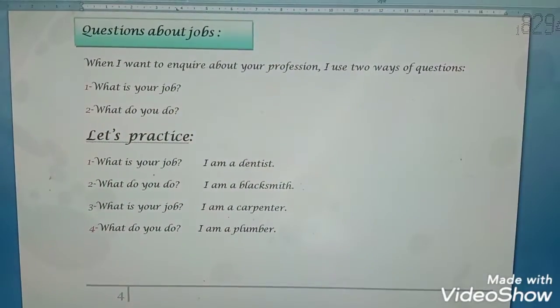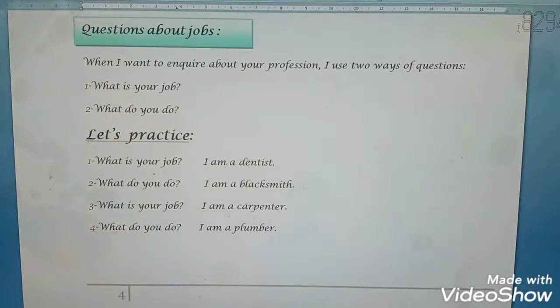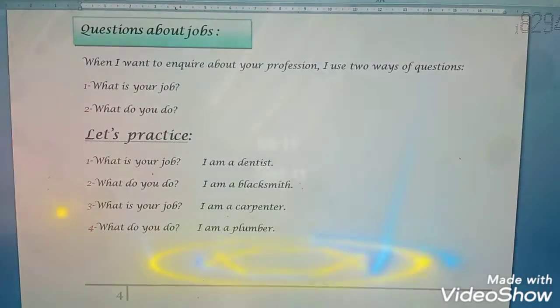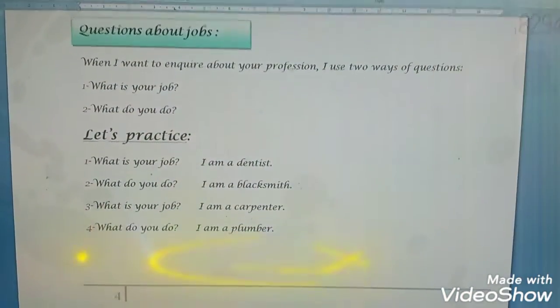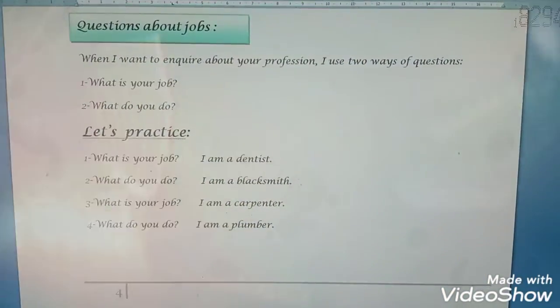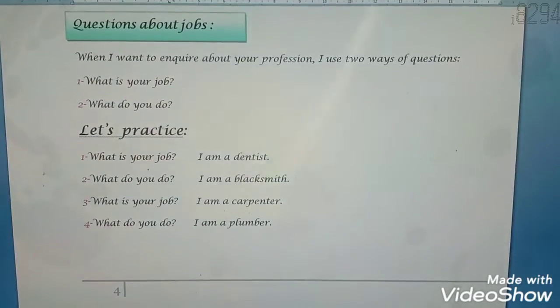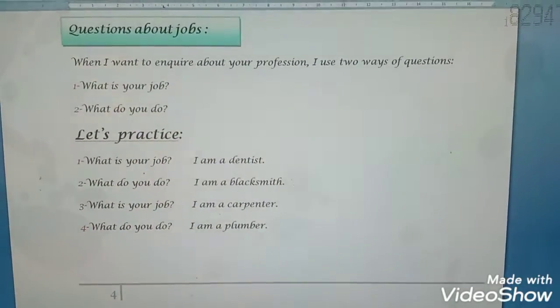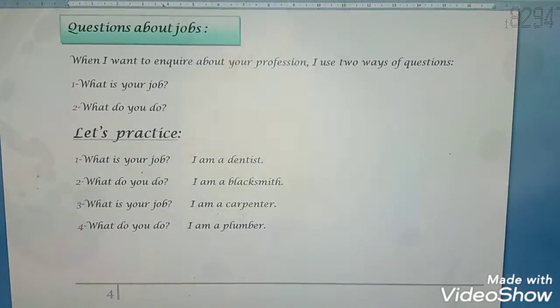And for example, we said, what is your job? I am a dentist. What is his job? He is a dentist. She is a dentist. We are dentists. They are dentists. I use the verb to be because what is your job? And I said, what do you do? Same, I am, and so on. I use the verb to be because here in this kind, you say, what do you do?